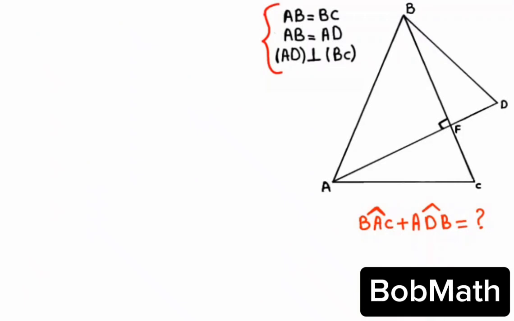Well, our exercise is as follows. We consider the figure at its side such that we have AB equals BC and AB equals AD, and straight line AB perpendicular to straight line BC. So the question is as follows. Calculate angle BEC plus angle ADB.